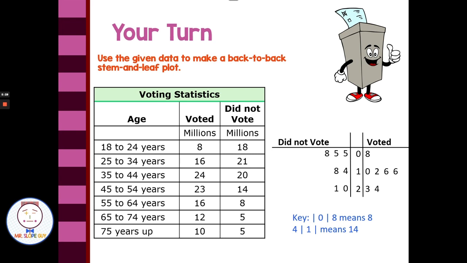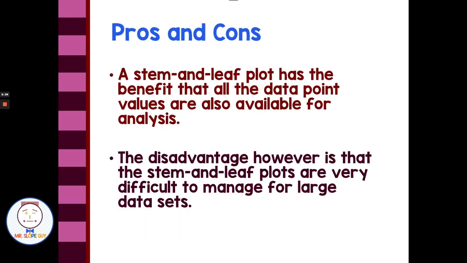So overall, there are some great parts about stem and leaf, and there are some limitations. The biggest pro for stem and leaf plots is that all of the data point values are also available for analysis. So we can still see all the original data as part of the graph. If we were doing a histogram and we put everything into bins, then we don't really see all the original pieces of data. So that is a benefit of stem and leaf plots, that we can see all the original pieces of data, and then we could do further analysis. We could answer different questions because we could still see all the original pieces of data.